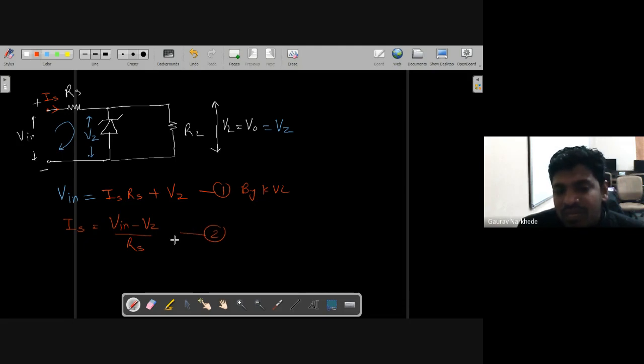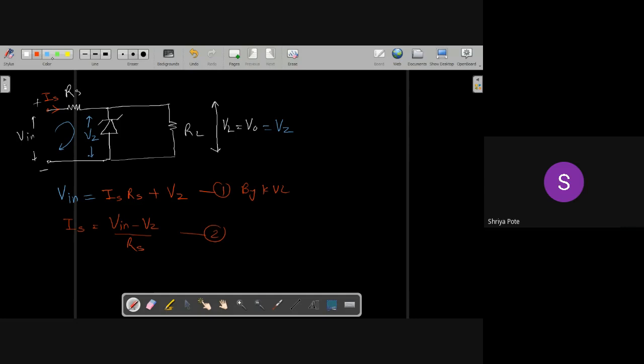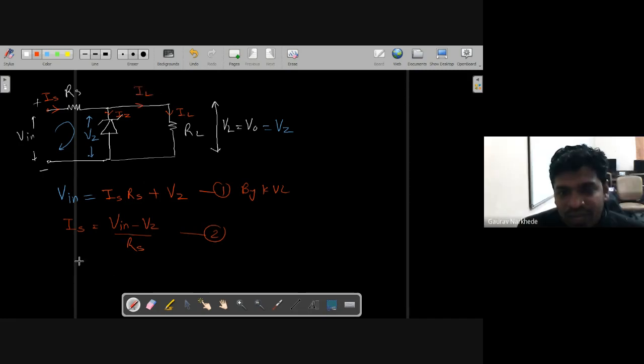ये भी देखा था हमने, right? This is simple Ohm's law, correct? Yes, sir. And then let us say that this current through Zener diode is IZ, and this current through RL is IL, and this is the current which is flowing through RL. So therefore I can say that this is the third equation. IS is nothing but the summation of IZ plus IL, right? So this is equation number 3, right?